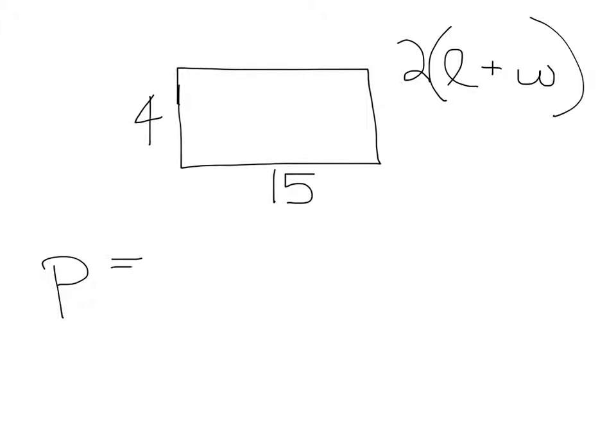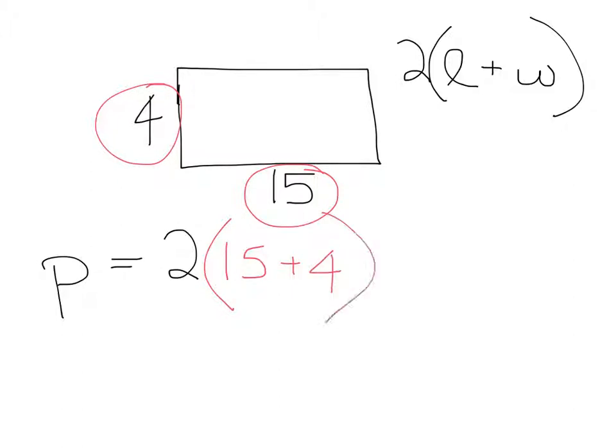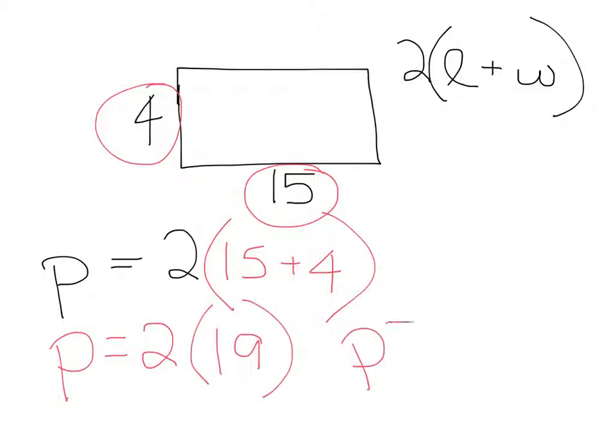So perimeter here equals 2. Our length is 15. Okay, it's typically the longest side or the length of the object, 15, plus the width, how wide it is, 4. So P equals 2 times 15 plus 4, which is 19. So P equals 38. You always want to make sure that you figure out what the units are and pair the units with the answer. So in this example, the units would have been centimeters for both, so it would be centimeters for our answer.